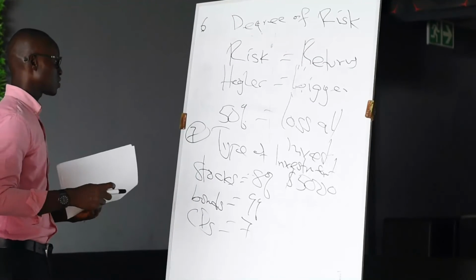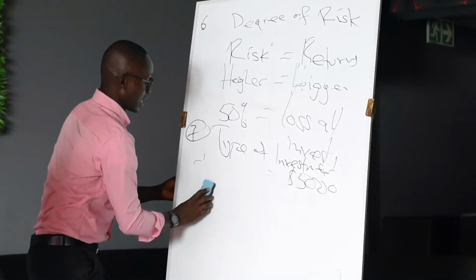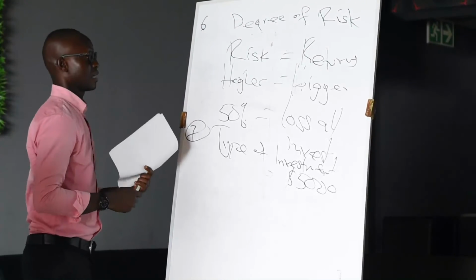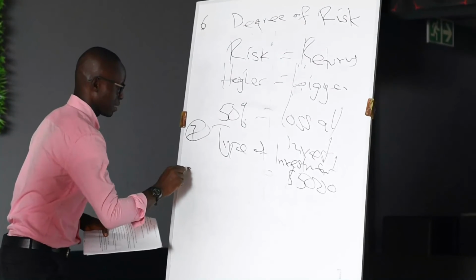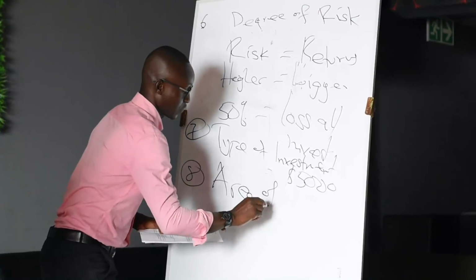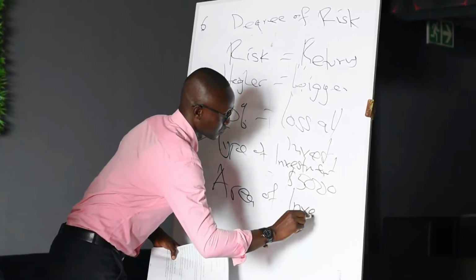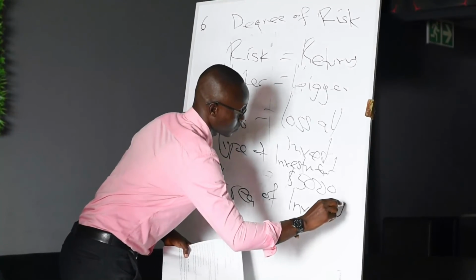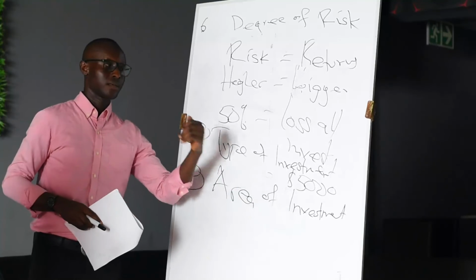Then the last one, which is the endpoint to consider if you want a bigger interest or bigger returns on your investment, is number 8. I call it the area or location of investment.